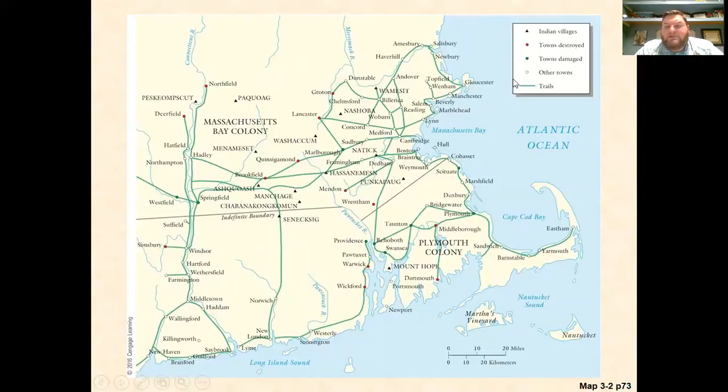And what we see is these towns that are in red. These are towns that are destroyed. And one thing that we can note here is that there's a pattern in a sense that most of the destroyed towns are in the interior. They're not on the coast, like on the Massachusetts Bay Coast, Cape Cod, Nantucket Sound, and Long Island Sound. Most of this is happening in the interior.